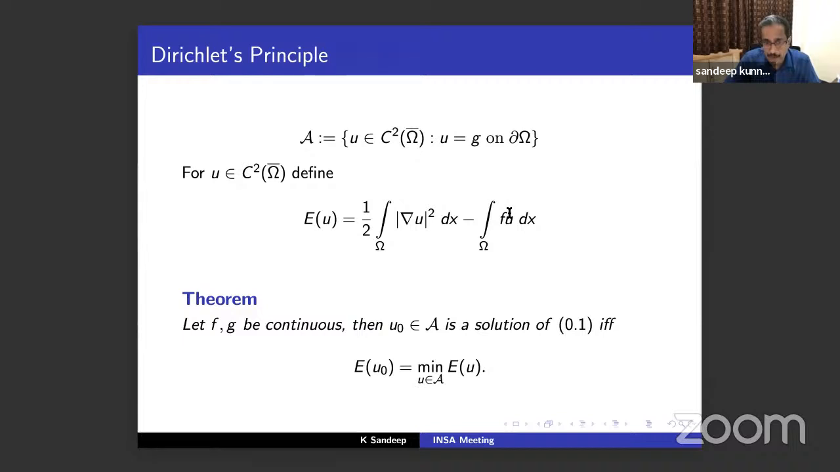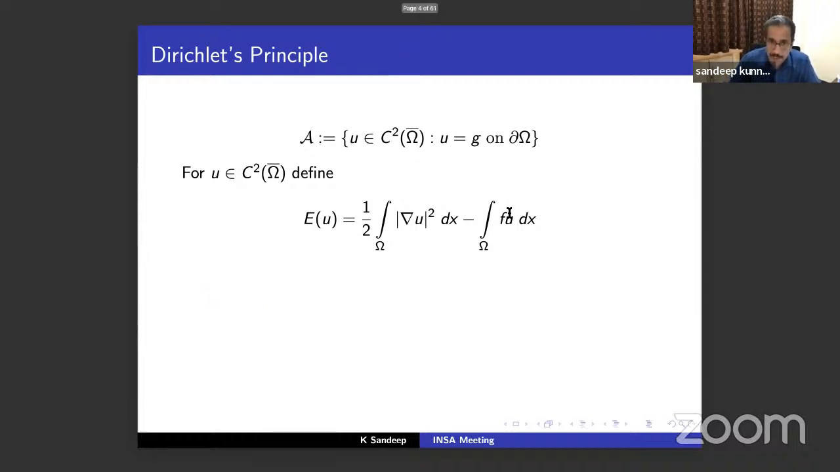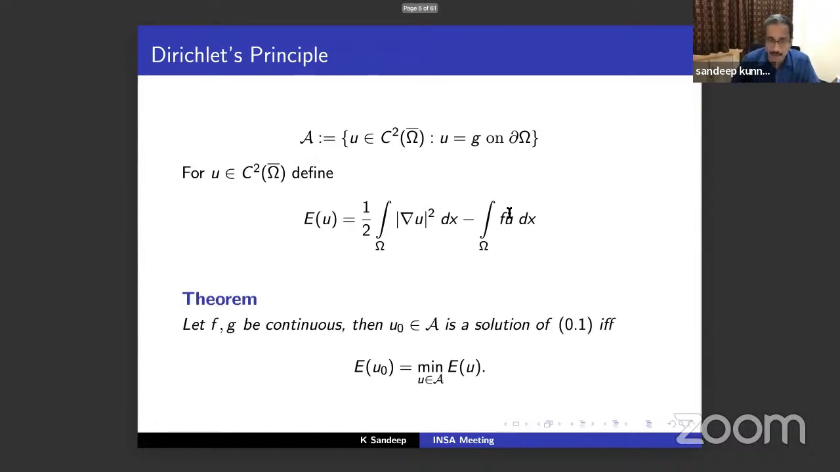Now if you are trying to find the existence of a solution for the Dirichlet problem using this theorem, we have to show that this minimum exists. That means there exists a u0 such that E of u0 is equal to the minimum. Note that E is defined from A to R, and you want to show that E attains its minimum on this class A. One of the standard things we do to find a minimum is to show that E is bounded from below on this class A, then take a minimizing sequence and show that it converges.